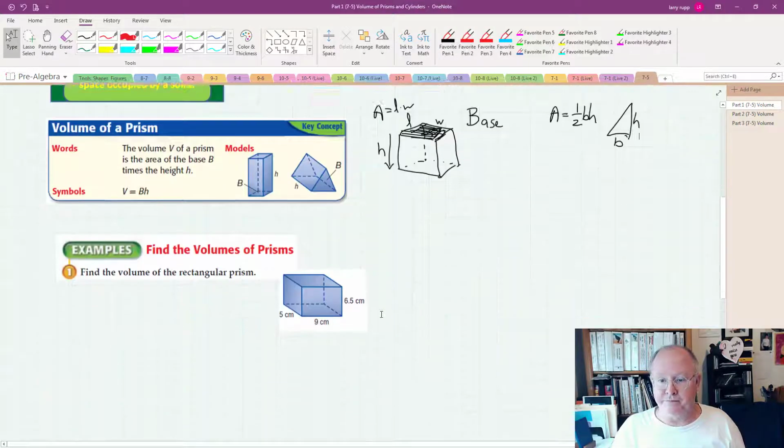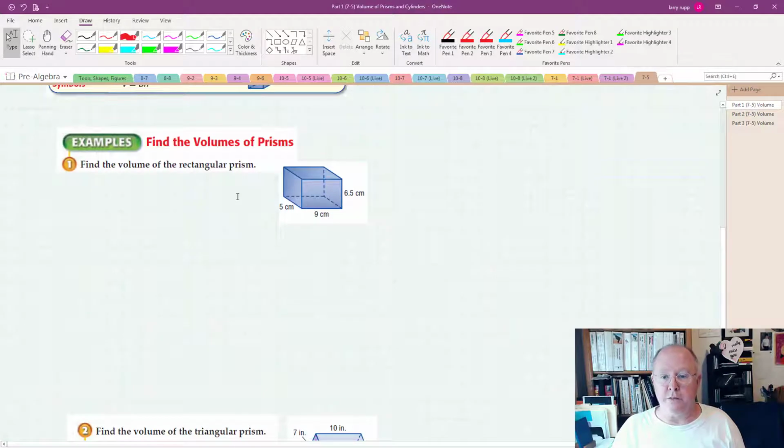So let's work some examples, because that will make life a little easier. Here we're asked to find the volume of prisms. Remember to always start by writing down the formula. It gives you a place to start, and it kind of anchors your mind in the problem. So we've learned that the volume of a rectangular prism is capital B times H. Now, capital B was the area of the base.